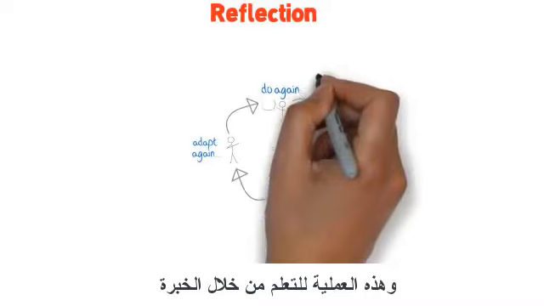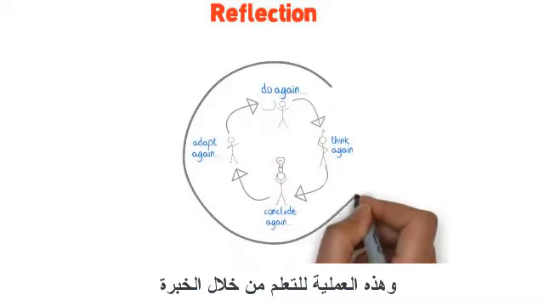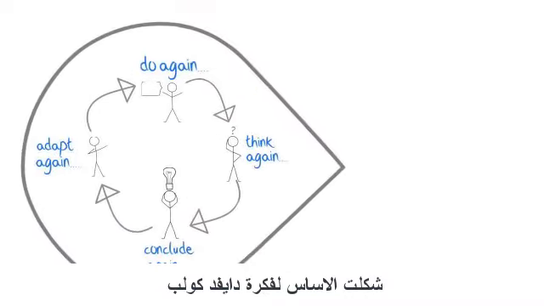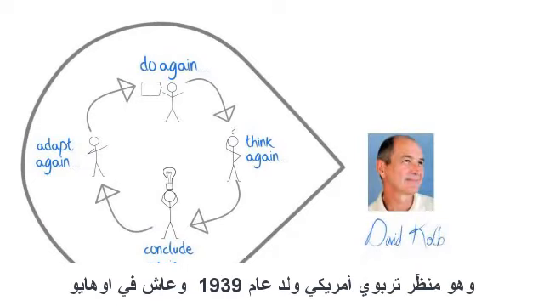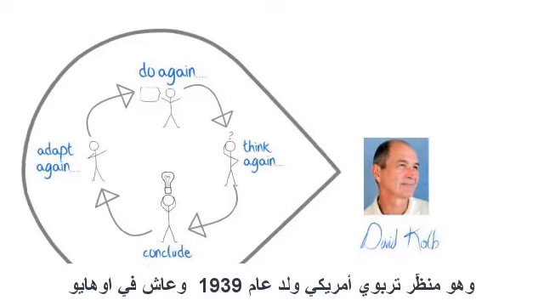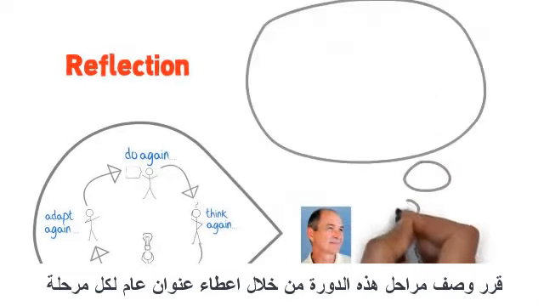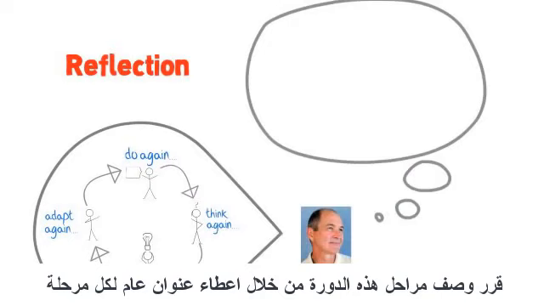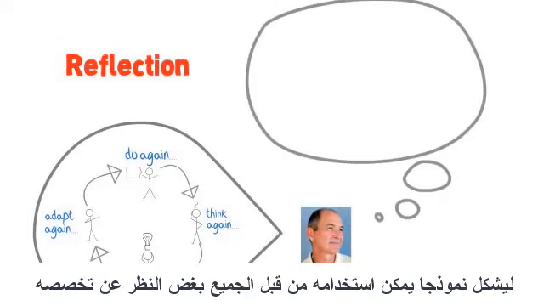And this process of learning from experience forms the basis for the ideas of David Kolb, who is an American educational theorist, born in 1939 and living in Ohio. He decided that he would describe each of the stages in the cycle, giving a very general title to each stage, so that the model can then be used by many people across a whole range of different contexts.